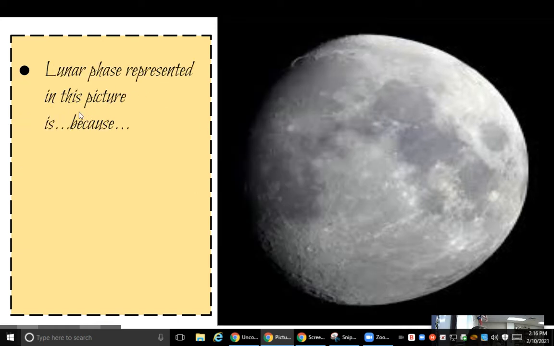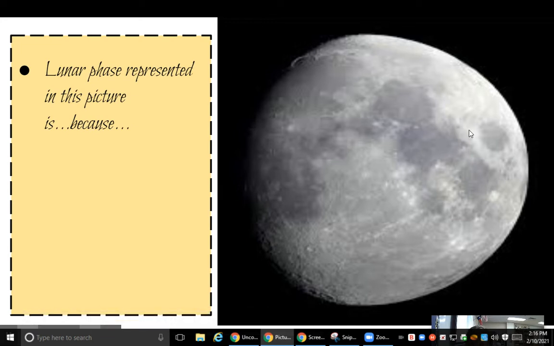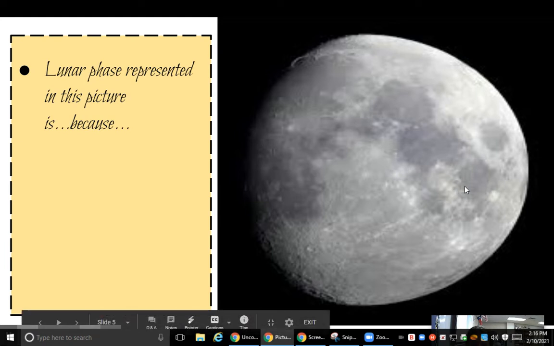The lunar phase represented in the picture is a waxing gibbous. I know this because I have light on the right. When you have light on the right, you're waxing, and it's gibbous shape when it's more than half.